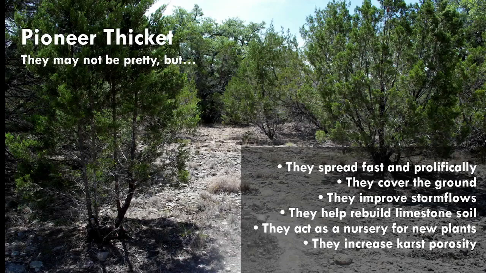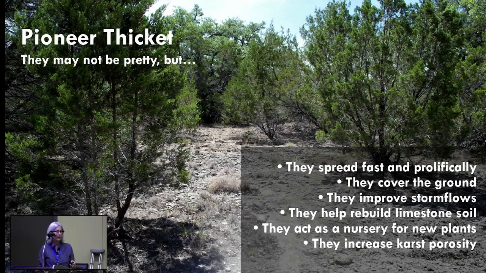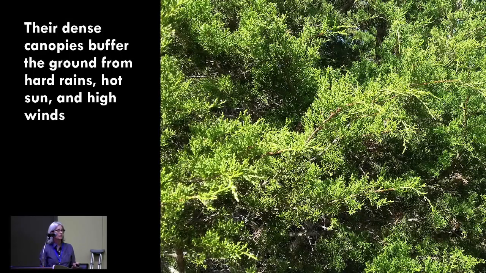Pioneering thickets may not be pretty, but they do spread fast and prolifically. They cover the ground, they improve storm flows, they help rebuild limestone soil, they act as a nursery for new plants, and they increase karst porosity. Their dense canopies buffer the ground from hard rains, hot sun, and high winds. And that's really important in a region that gets flash floods.